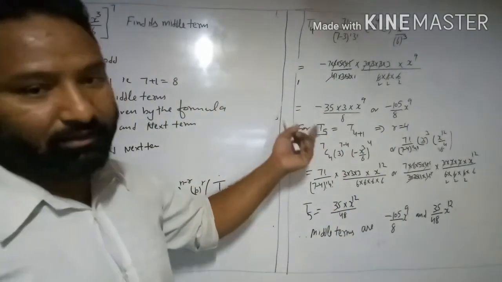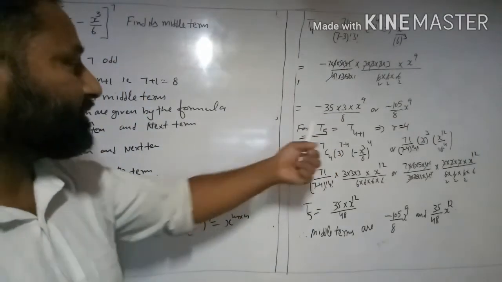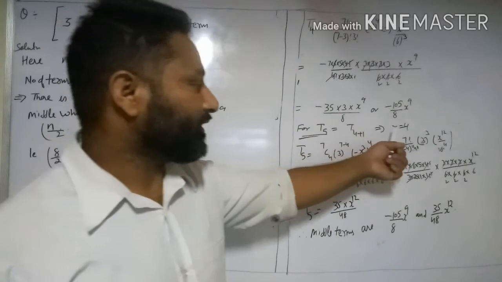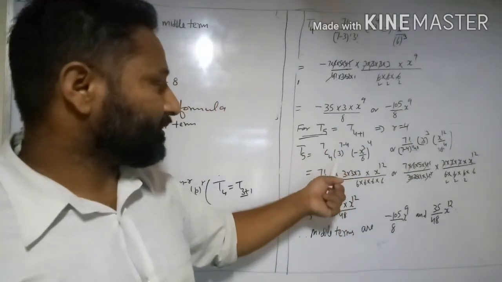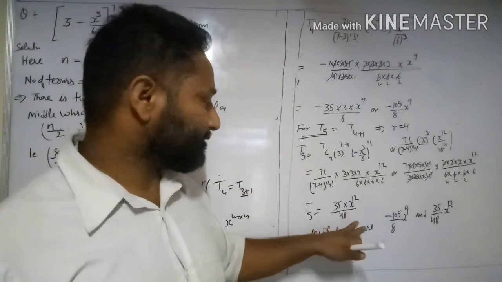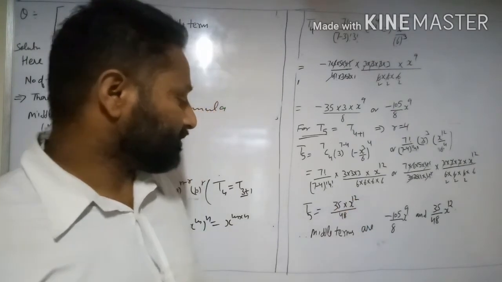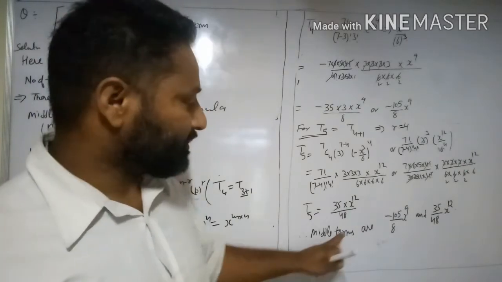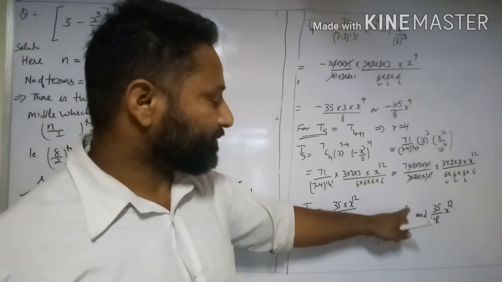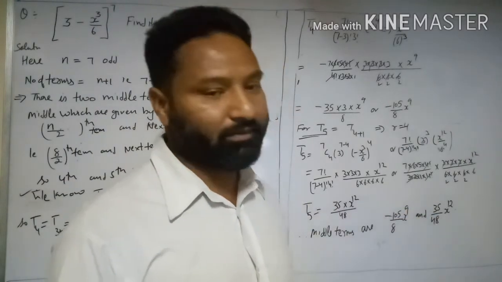Now for the second, next term, we have to find the fifth term. Means the fourth term we have, the next term is the fifth term. So for the fifth term the value of r is 4. Using the same general expression formula, after simplification we got 35 x raised to power 12 upon 48. So therefore the middle terms are minus 105 x raised to power 9 upon 8 and 35 upon 48 x raised to power 12.